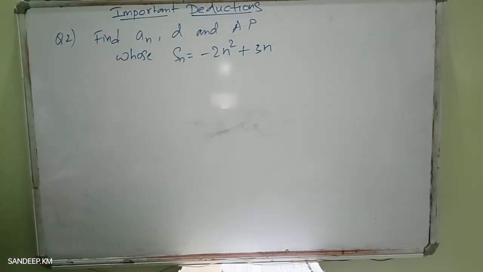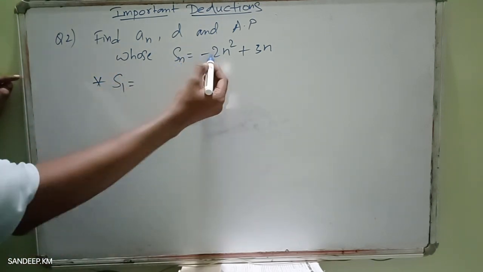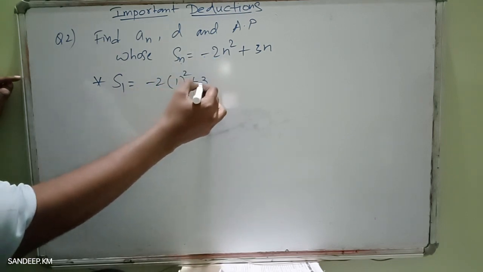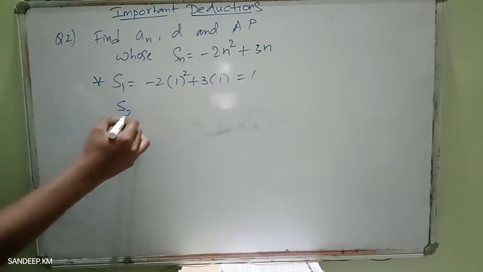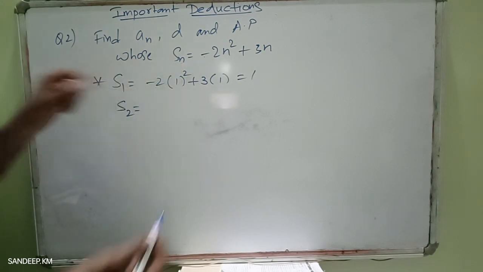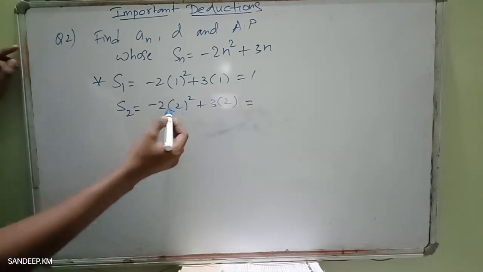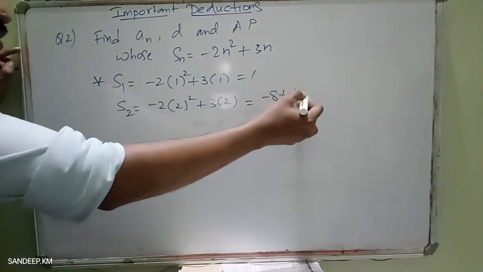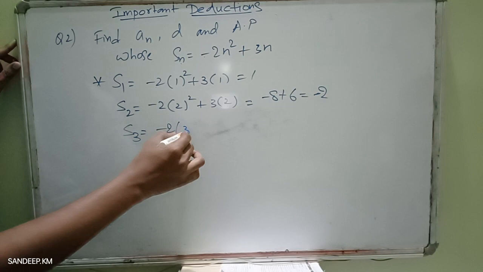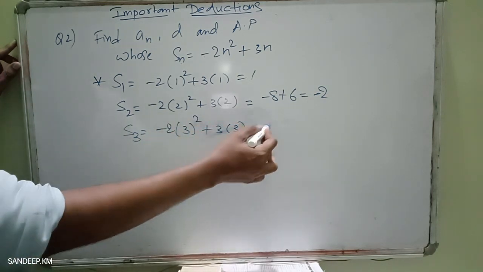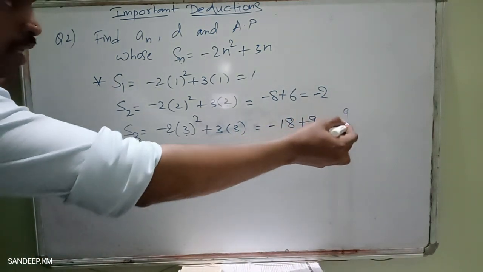What is the method? Let me find S1. S1 is equal to what? In place of n, I will take 1. Correct? So minus 2 into 1 square plus 3 into 1. So you will get minus 2 plus 3, which is equal to 1. Next S2. S2 is what? In place of n, I will take 2. So minus 2 into 2 square plus 3 into 2. And what do we get here? Minus 8 plus 6, which is equal to minus 2. And S3 is equal to minus 2 into 3 square plus 3 into 3. So 3 square is 9, 9 2s are 18. So minus 18 plus 9, and we get minus 9.